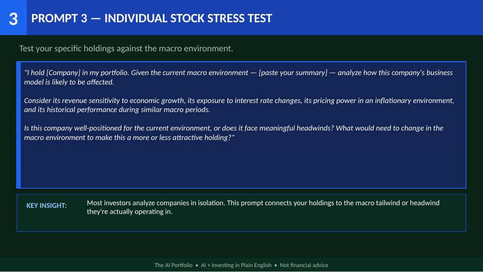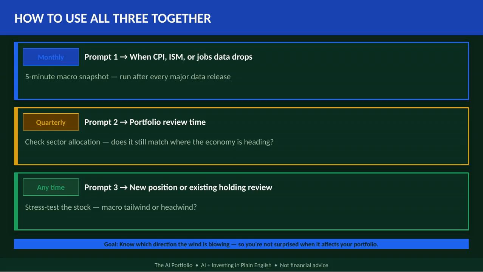Is this company well positioned for the current environment, or does it face meaningful headwinds? What would need to change in the macro environment to make this a more or less attractive holding? This is the step most investors skip. They analyze companies in isolation, ignoring the macro tailwind or headwind they're operating in.